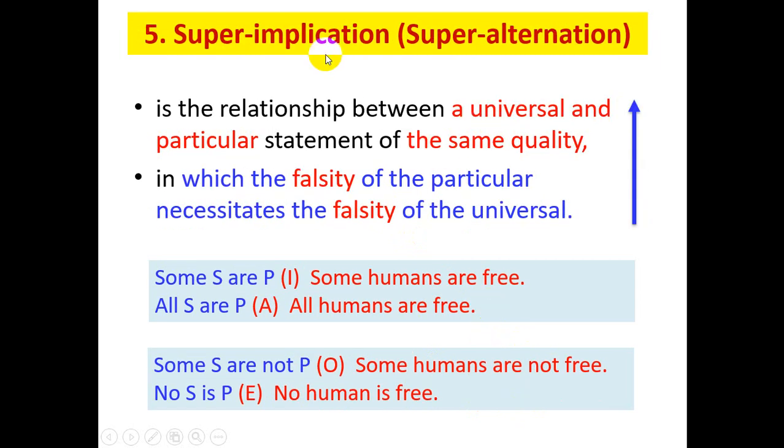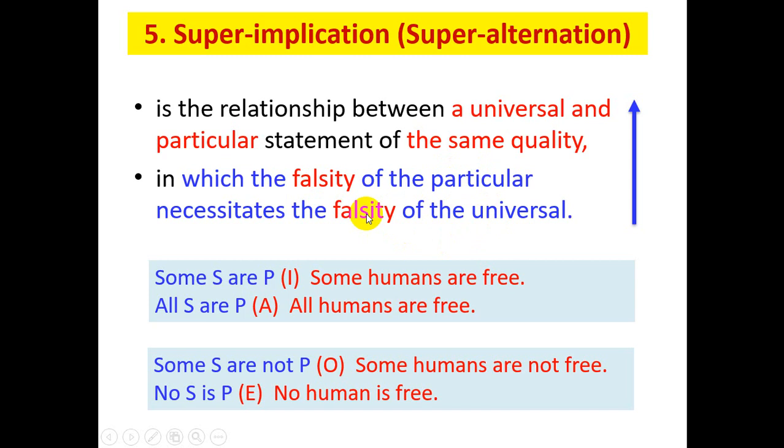The fifth relationship between propositions is the superimplication. This is a relationship between a universal and a particular statement of the same quality. But what is the difference between number 5 and number 4? In this case, the falsity of the particular necessitates the falsity of the universal. It means that if the particular proposition is false, then the universal proposition is false too.